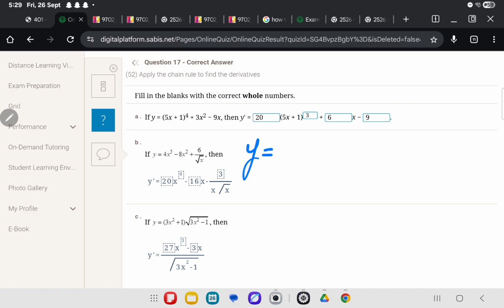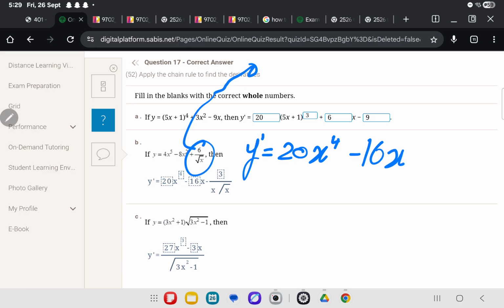So, this is going to give me y prime as 20x to the power of 4 minus 16x. Now, this part, I'm going to take it alone here. That's its own thing. 6 into x to the power of negative half, because it was initially 6 over x to the power of 1 over 2. Then I just took it up. So it's going to give me x to the power of negative half. Remember, radical x means x to the power of 1 over 2. But when it's at the bottom and you take it to the top, the exponent becomes negative.